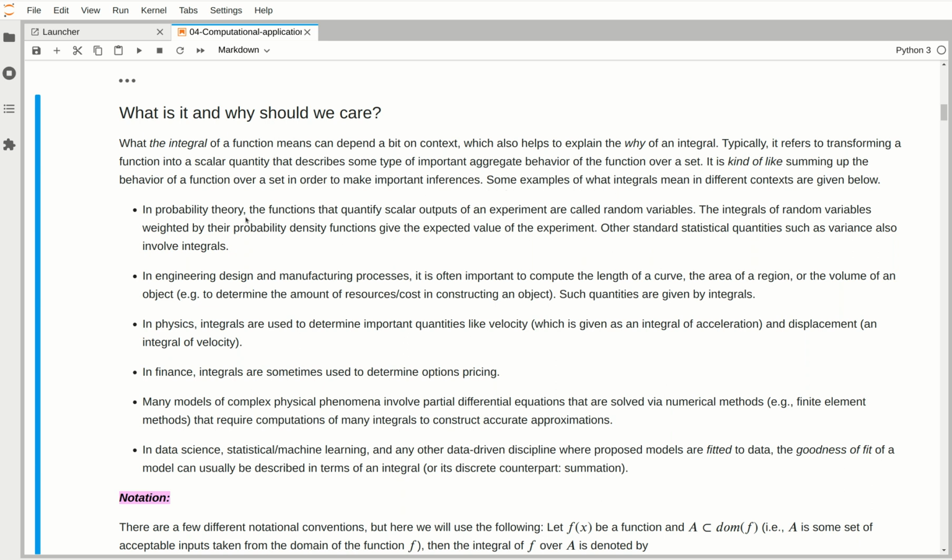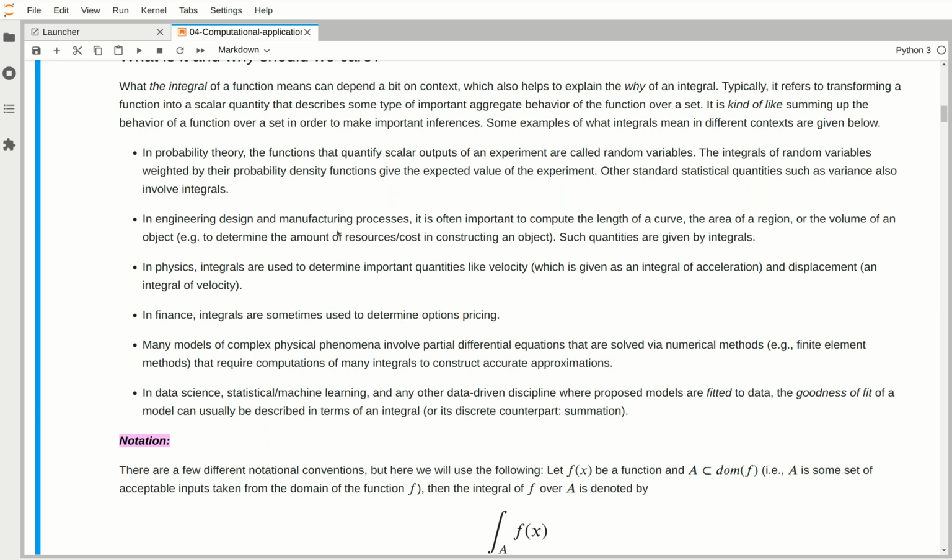In probability theory, the functions that quantify scalar outputs of an experiment are called random variables. And when you integrate a random variable weighted by the probability density function, you'll get the expected value of the experiment. Other standard statistical quantities such as variance also involve integrals.